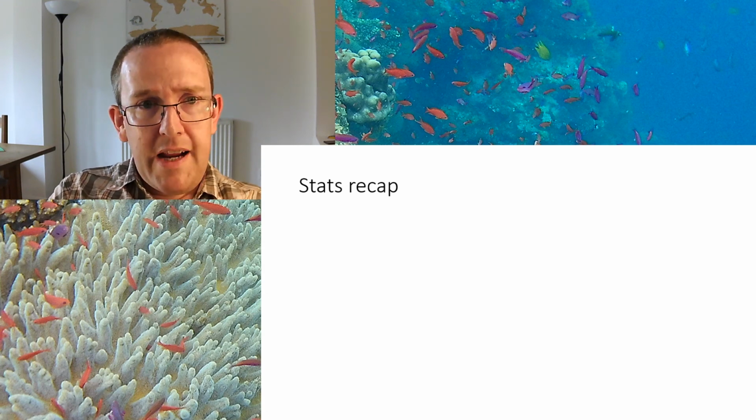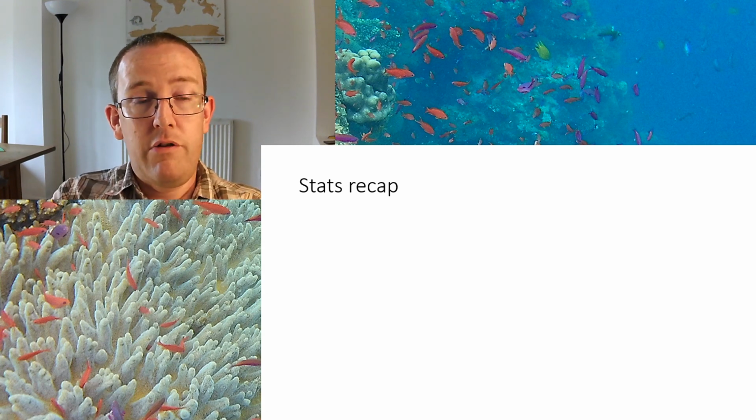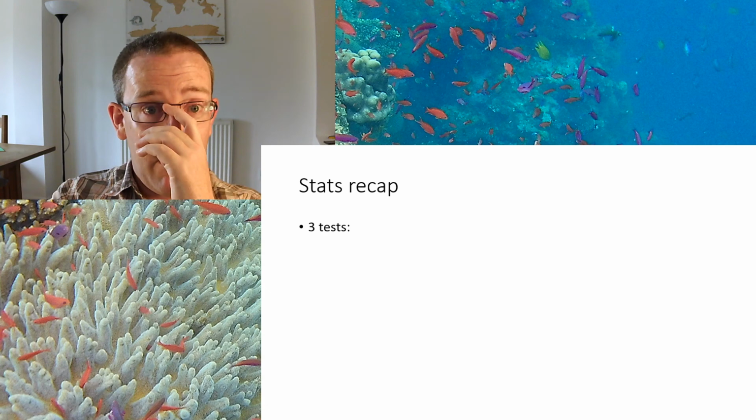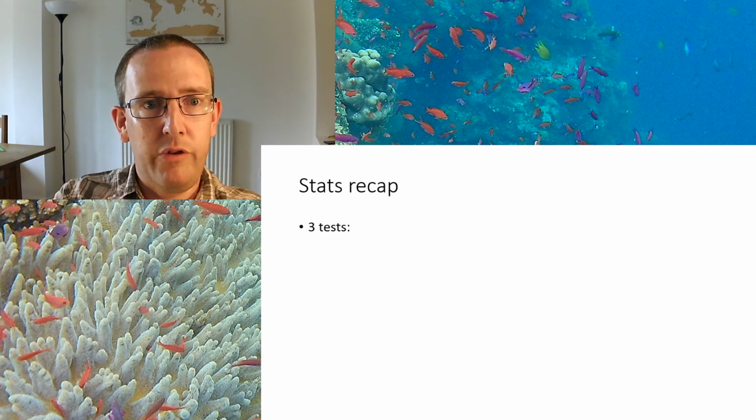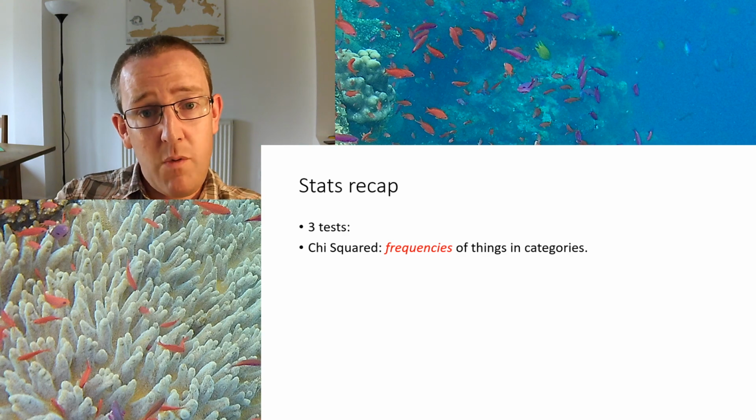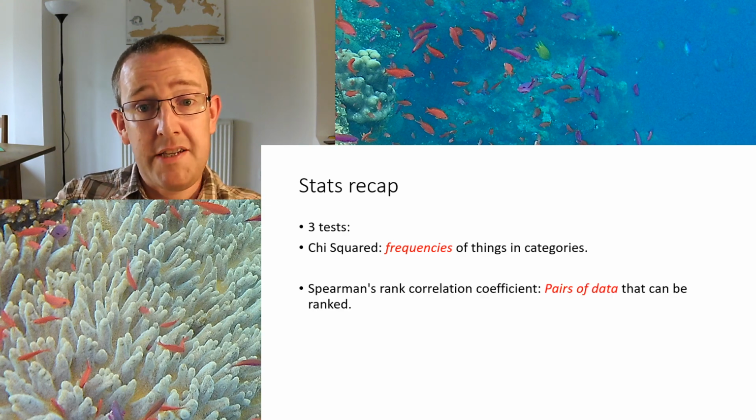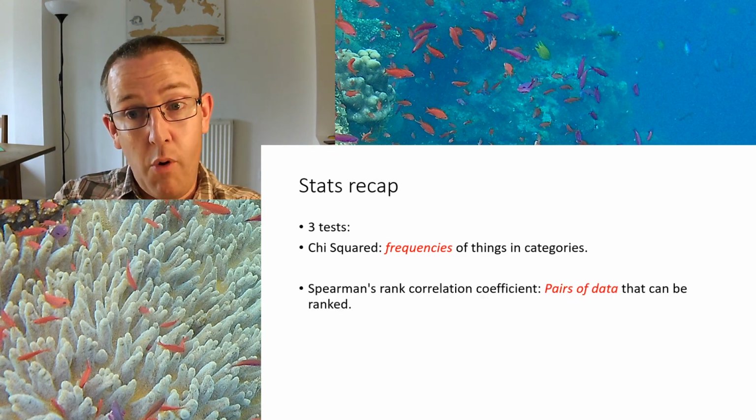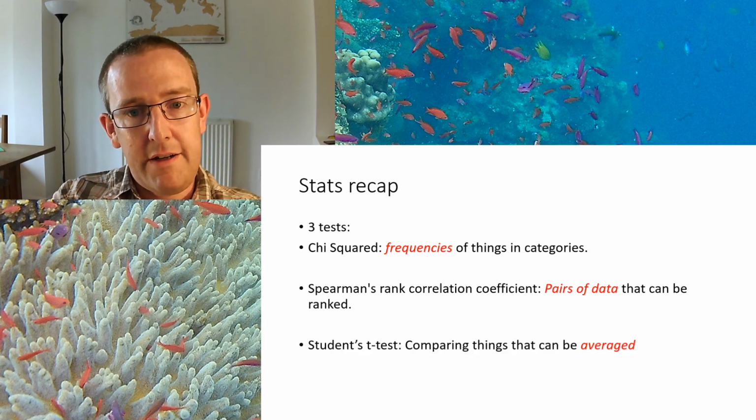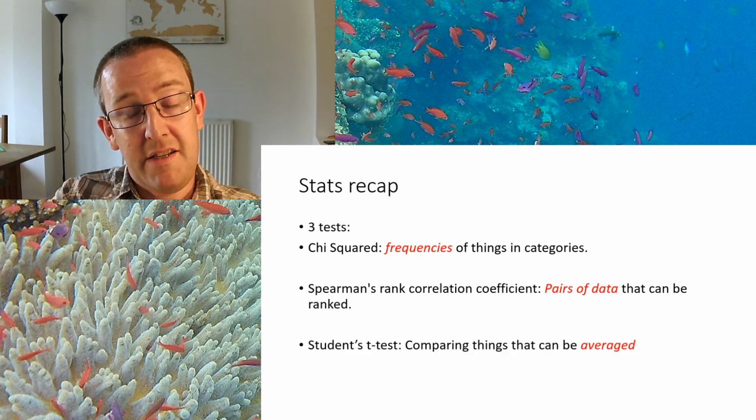Now, a little recap on stats. You've only got 3 tests that you can choose from at A-level, right? There's only 3. There's more in existence, of course, and most statisticians kind of invent their own to suit their purposes. Chi-squared, which is frequencies of things in categories. Spearman's rank, which is the pairs of data that can be ranked. And Student's t-test, which is for comparing things that can be averaged.